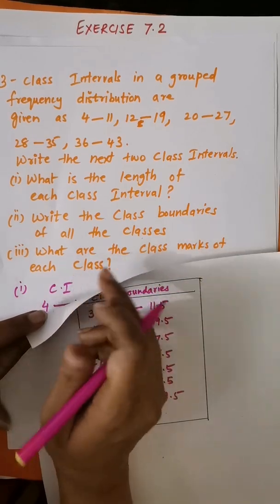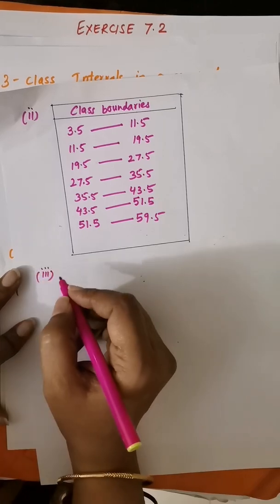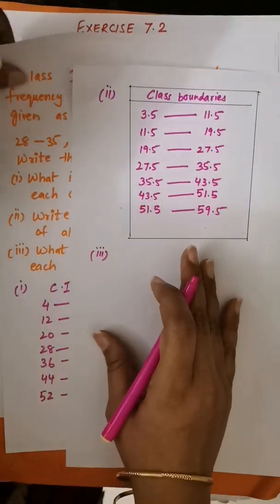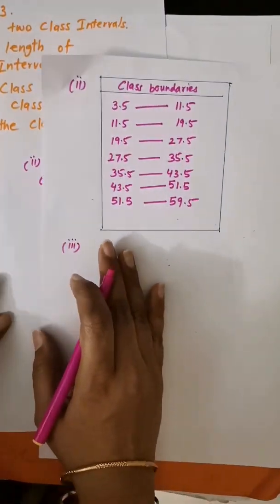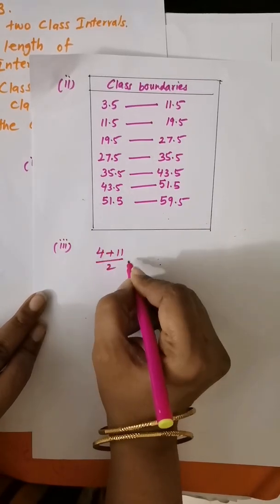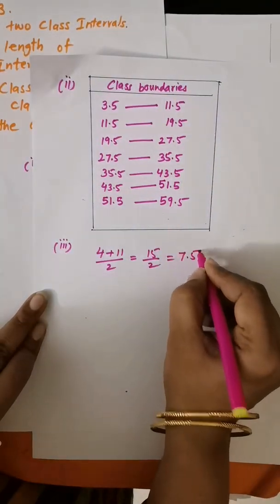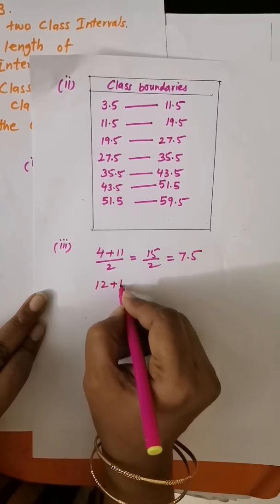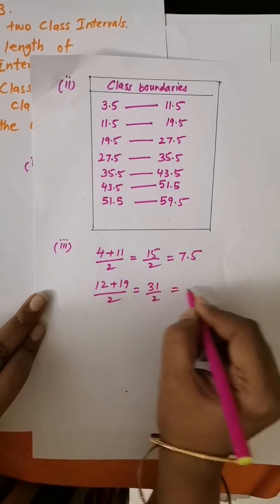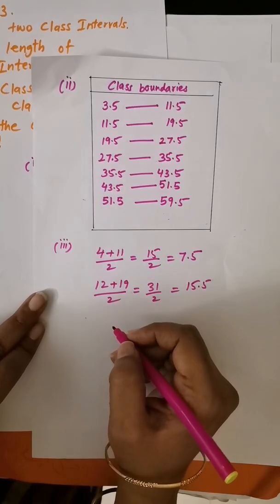Now what are the class marks of each class? Now how to find the class marks? To find the class marks, we will find the average of upper and lower limit. That is 4 plus 11 by 2. So it is 15 by 2. So the class mark is 7.5. Next, 12 plus 19 by 2. That is 31 by 2. That means 15.5.